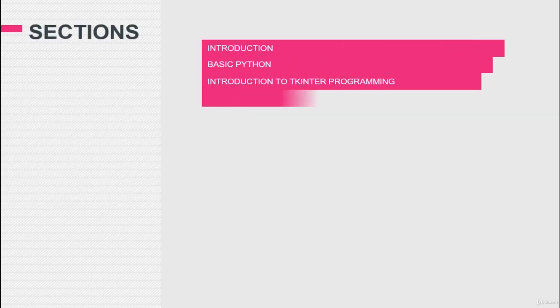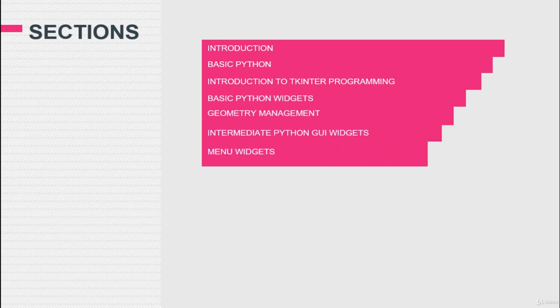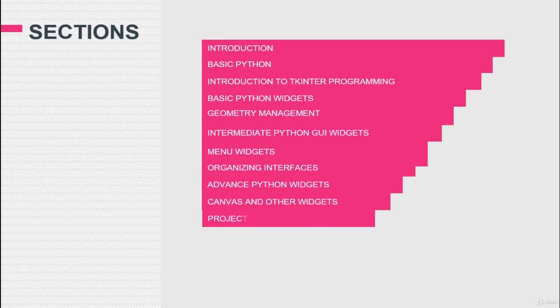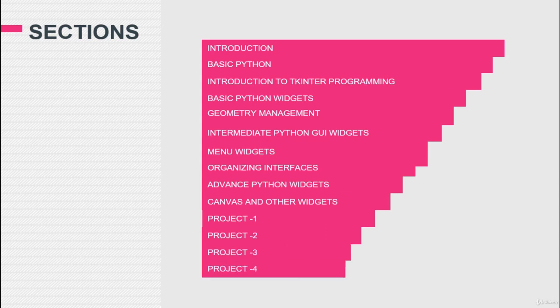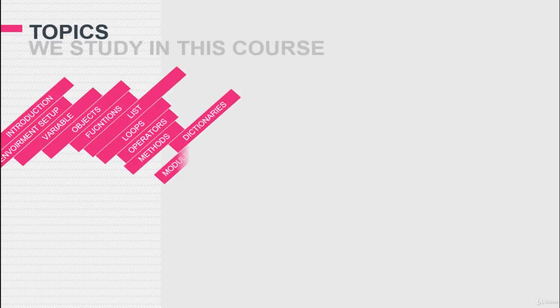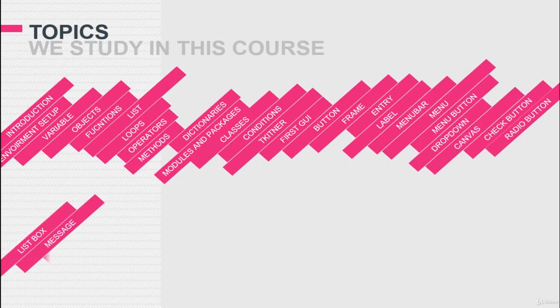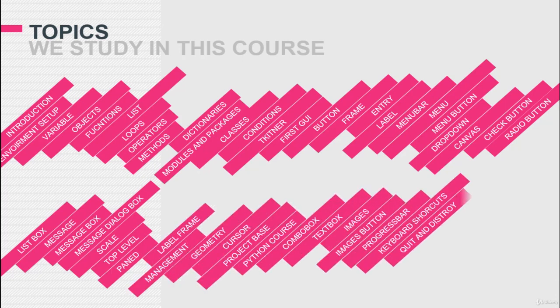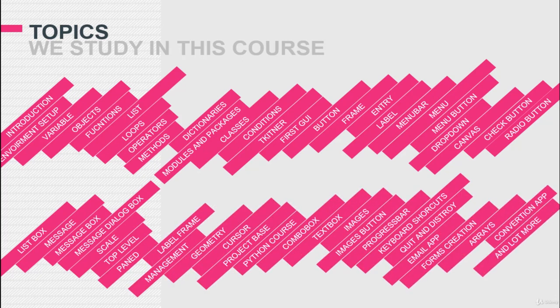Now we see what sections we are studying in this course. First of all, introductions, then Python basics, then introduction to Tkinter programming, then basic widgets, geometry management, intermediate Python GUI widgets, menu widgets, organizing interfaces, advanced Python widgets, canvas and other widgets, and the 4 projects. The topics we are studying in this course: first, the introduction to Python, which covers introductions and the environment setup. In the basic section we are studying variables, objects, functions, lists and other topics.